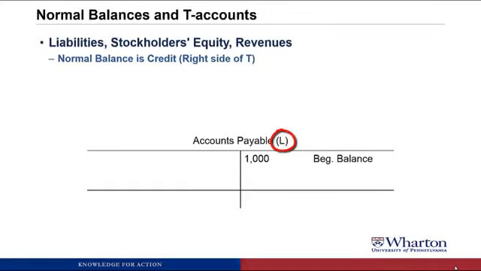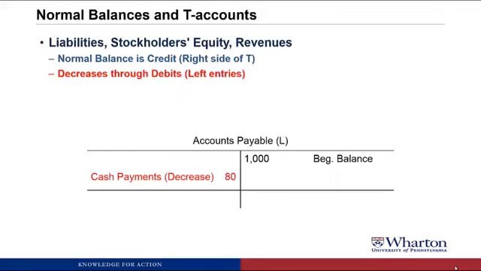Put a little L in parentheses to indicate it's a liability because we have an obligation to pay those suppliers in the future. At the beginning of the period, we owe our suppliers $1,000. That beginning balance sits on the credit side because it's a credit balance account.